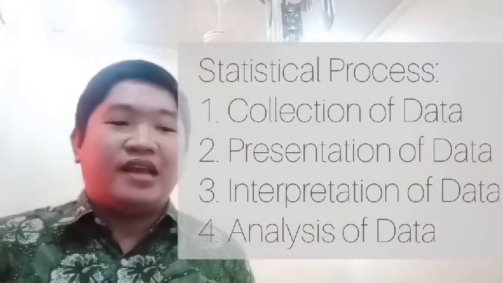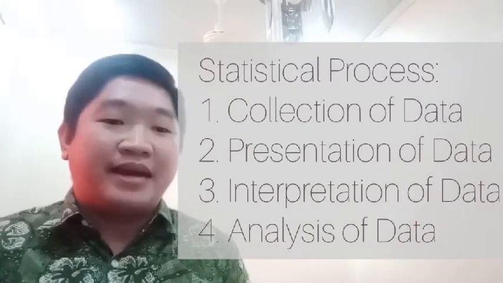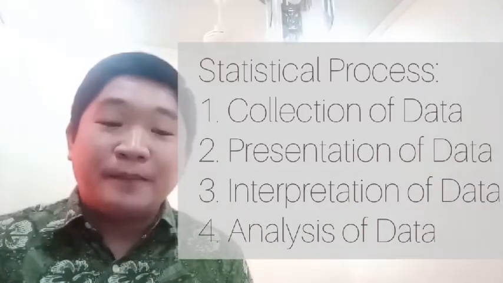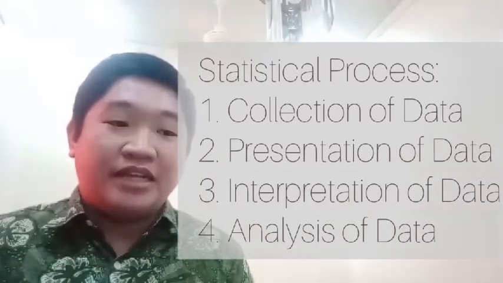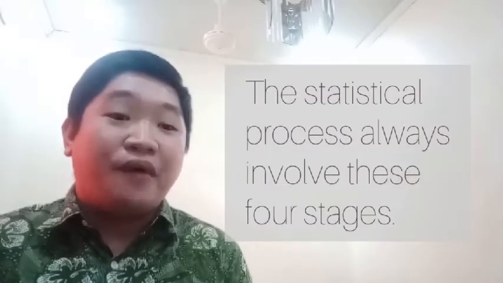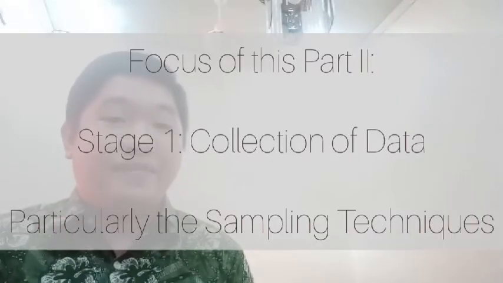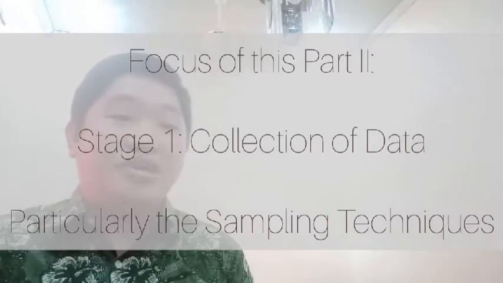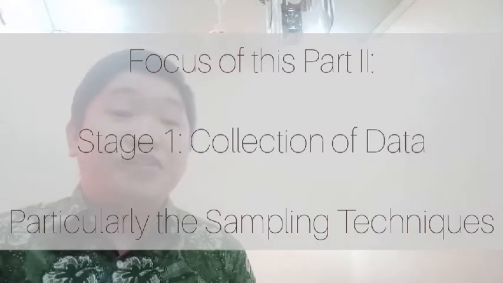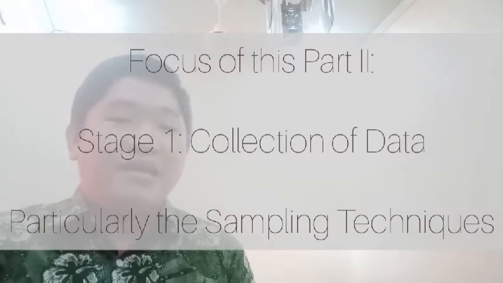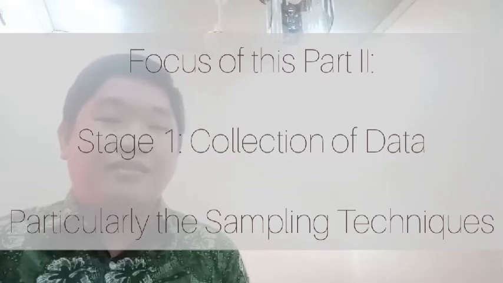Moving forward, let us discuss part 2, basic sampling techniques. In a nutshell, statistics is this branch of mathematics that deals with the collection, presentation, interpretation, and analysis of data. Statistical process always involves 4 stages. Stage 1 is the collection of data. Stage 2 is the presentation of data. Stage 3 is the interpretation of data. And stage 4 is the analysis of data. This is the gist of the entire statistical story.